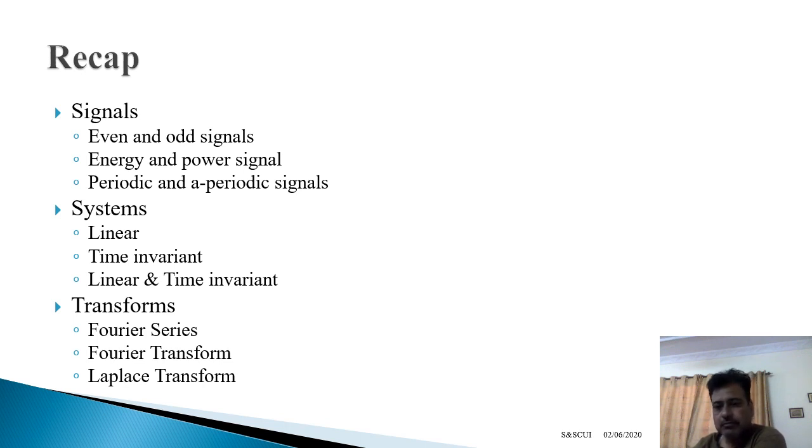And then the transforms, the Fourier series, the Fourier transform, and the Laplace transform, are mathematical formulations to convert, to study, and to analyze the properties of our signals and systems. Hopefully this was just a brief introduction. From the next lecture we will formally start the course of signals and systems. We will start from defining what a signal is, how many different types of signals there are, and what the properties of signals are. All these things we will discuss in the next lecture.